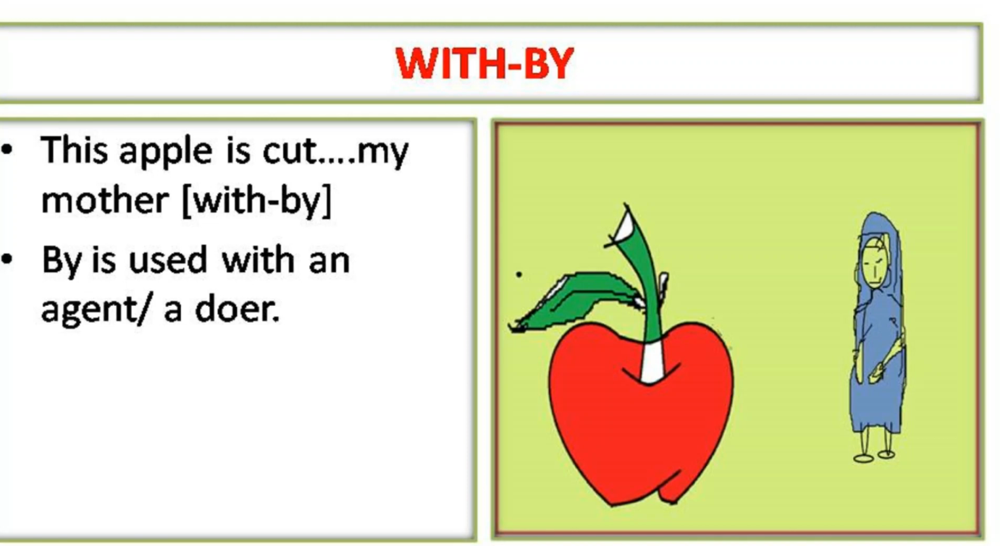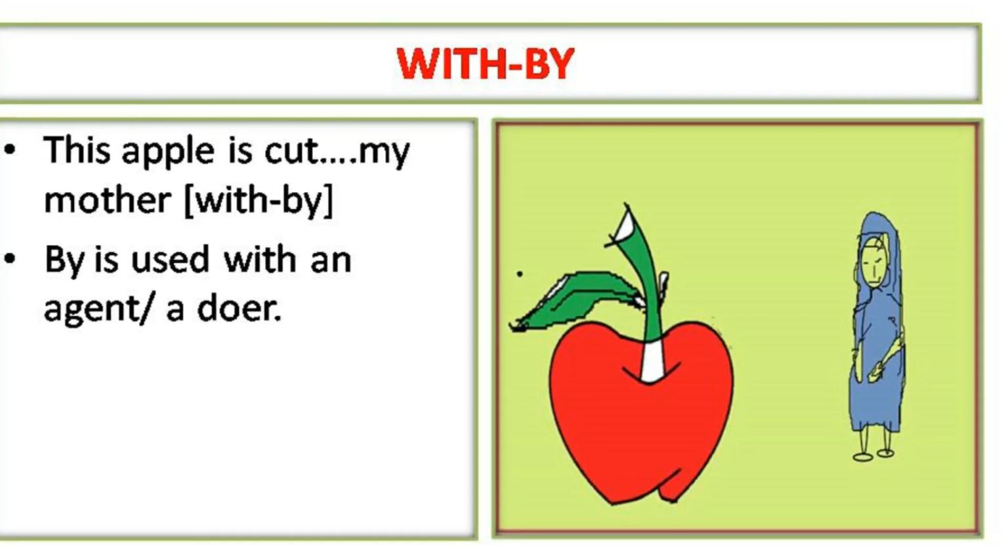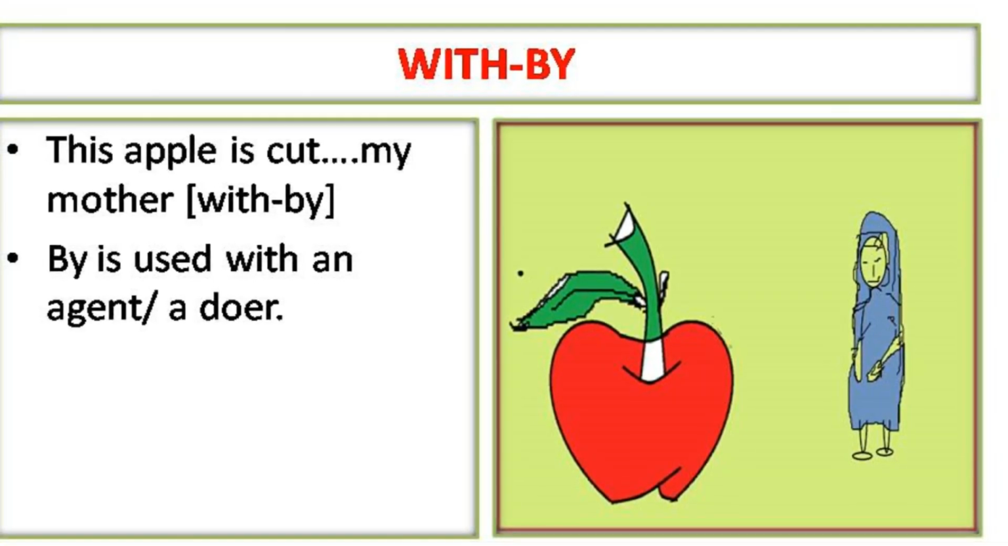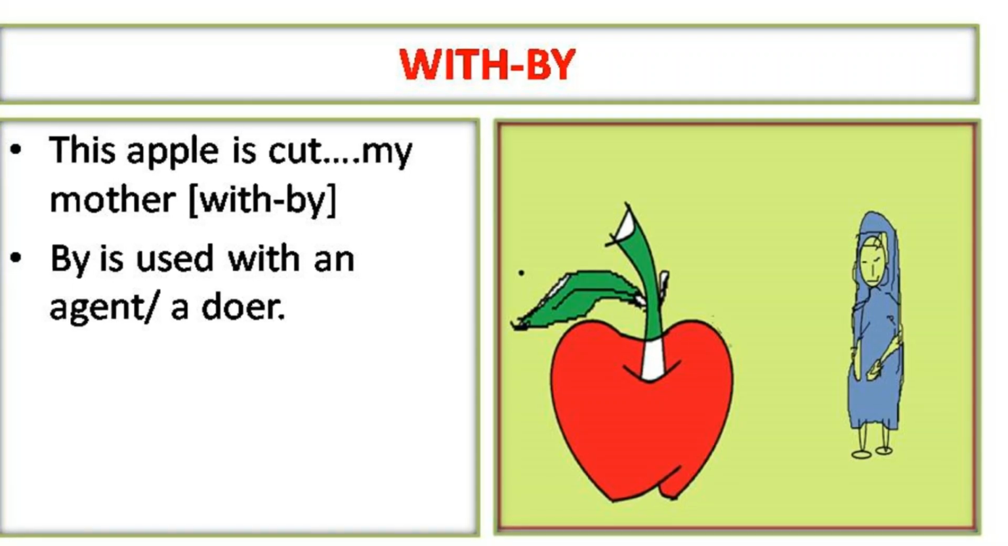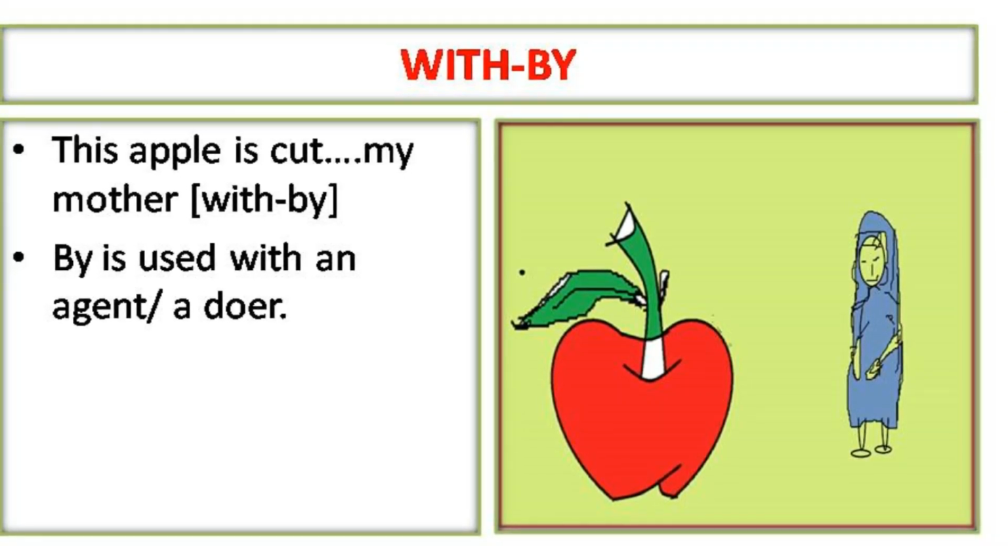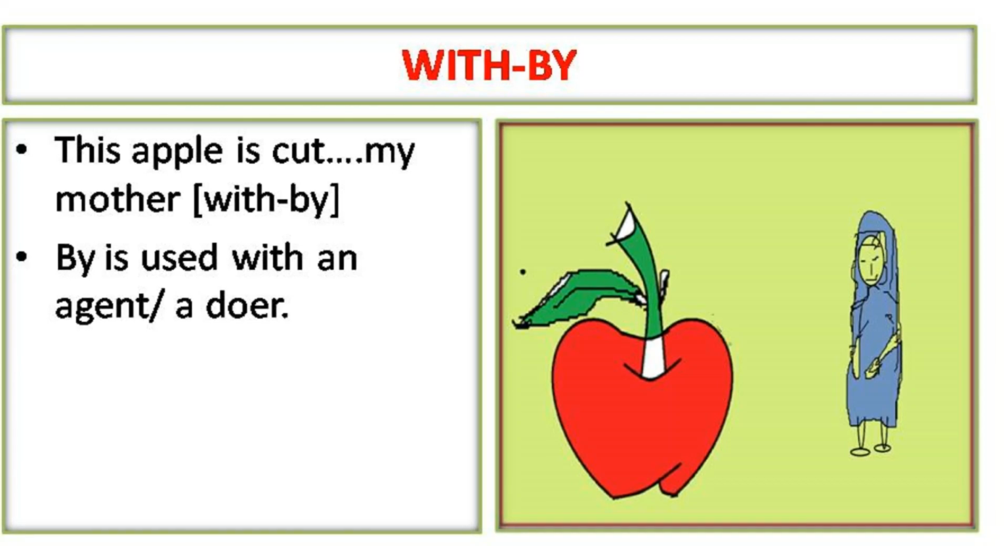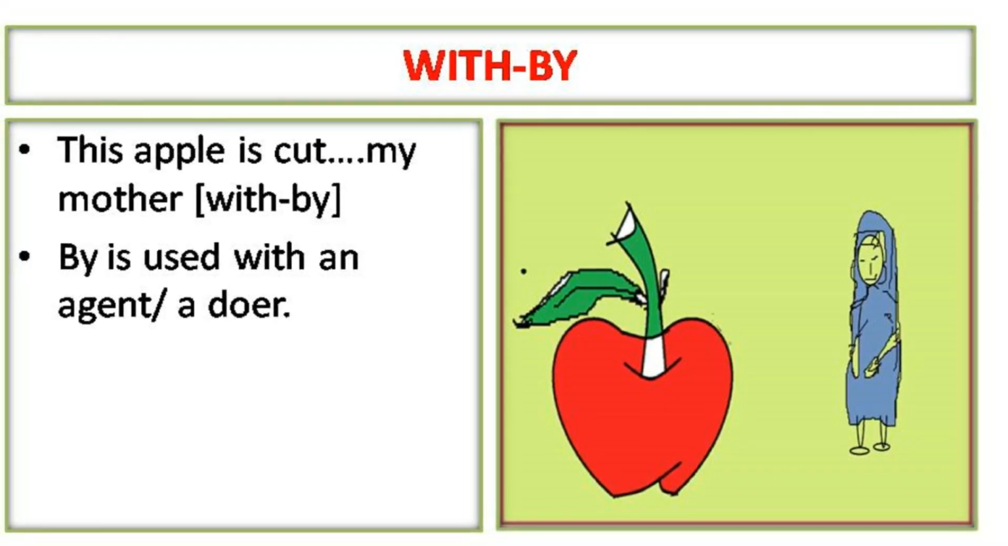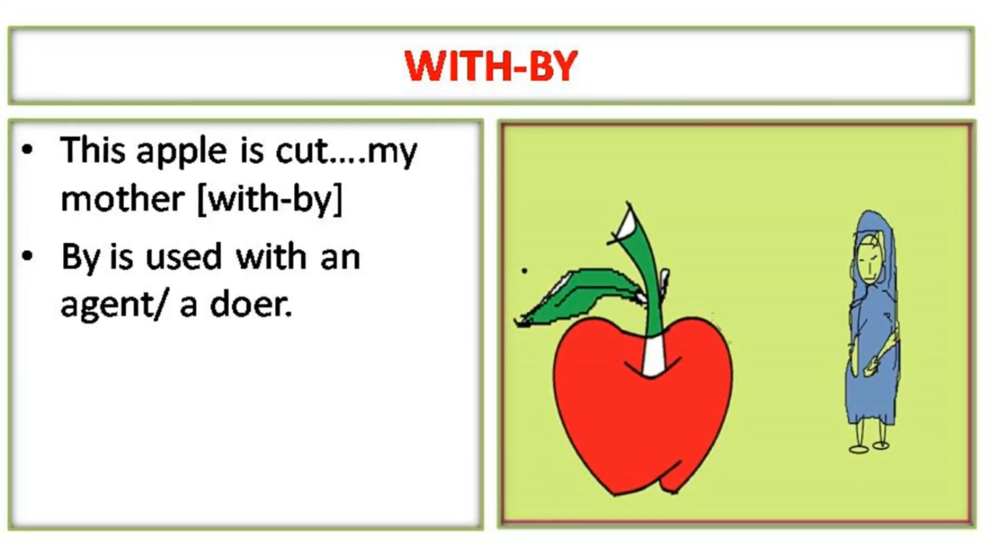With or by. This apple is cut dash my mother, with my mother or by my mother. By my mother. By is used with an agent or a doer.